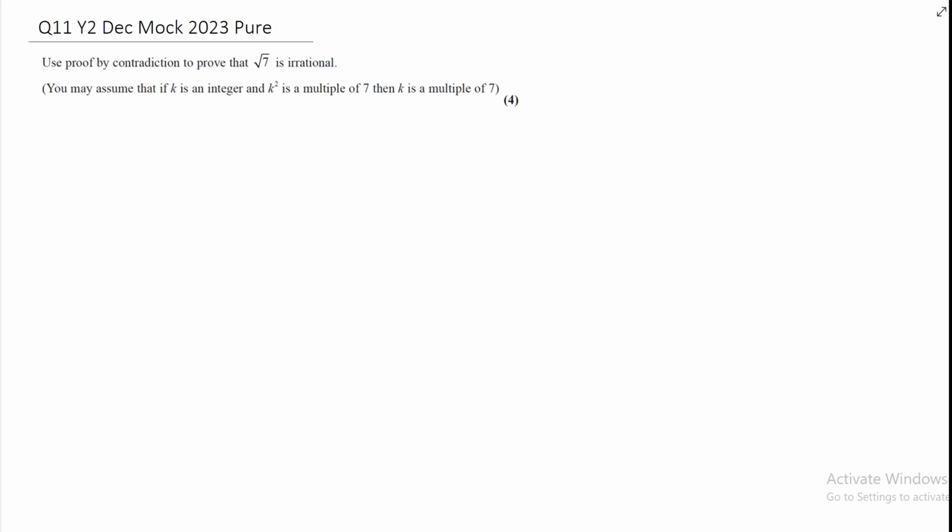Question 11, proof by contradiction. To prove that root 2 is irrational is in the textbook, right at the start of the year 2 pure textbook. And the proof that root 7 is irrational is very similar. So by irrational, we're trying to show that root 7 cannot be written as a fraction.